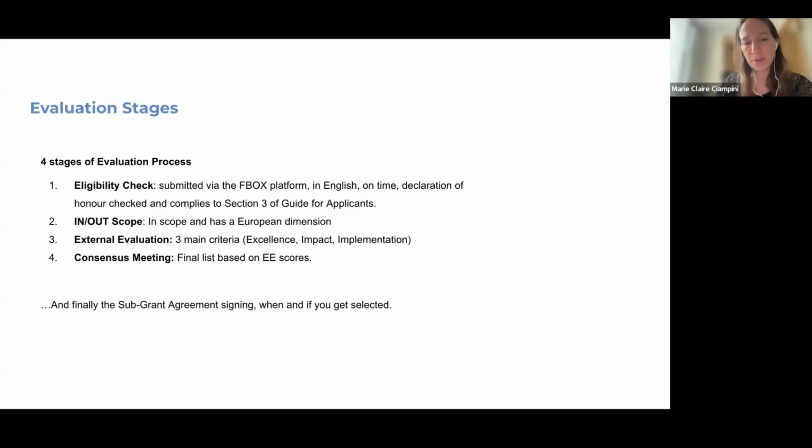And then the final step is, once you have been selected, you will need to sign what we call the sub-grant agreement, which is basically a contract between yourselves and the consortium detailing the details of your participation in the project. The sub-grant agreement, the draft, is already available on the Open Call website. So if you want to take a look at the terms and conditions from today, you can.